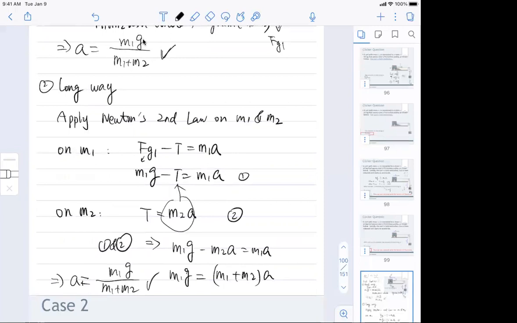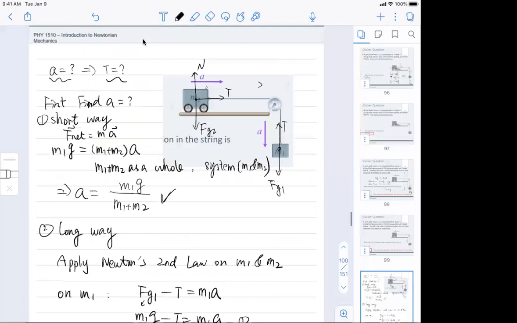All right. When I view M1 and M2 as a whole, tension just becomes an internal force. It's inside the system. M1 and M2 and the string combined are one piece, so you don't even think about tension anymore. Tension is whatever is inside. It's only the outside force that can accelerate the system, and in this case it's M1G. All right, so we have found the acceleration. Go ahead.